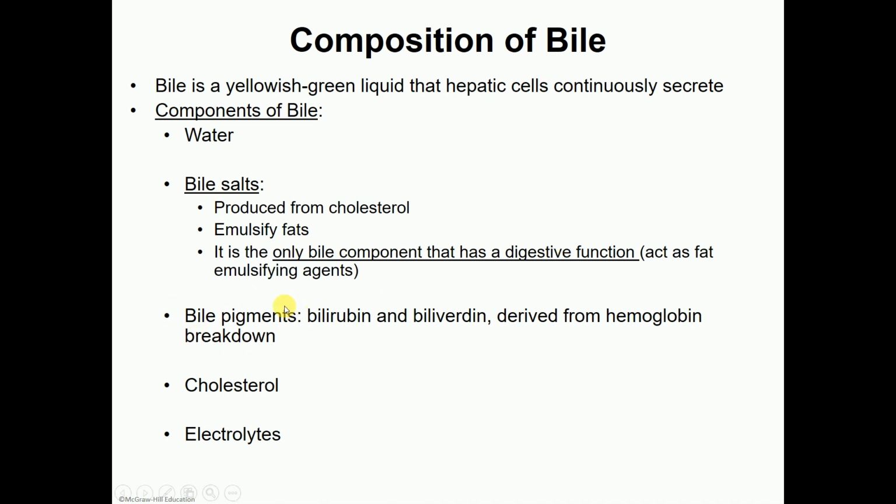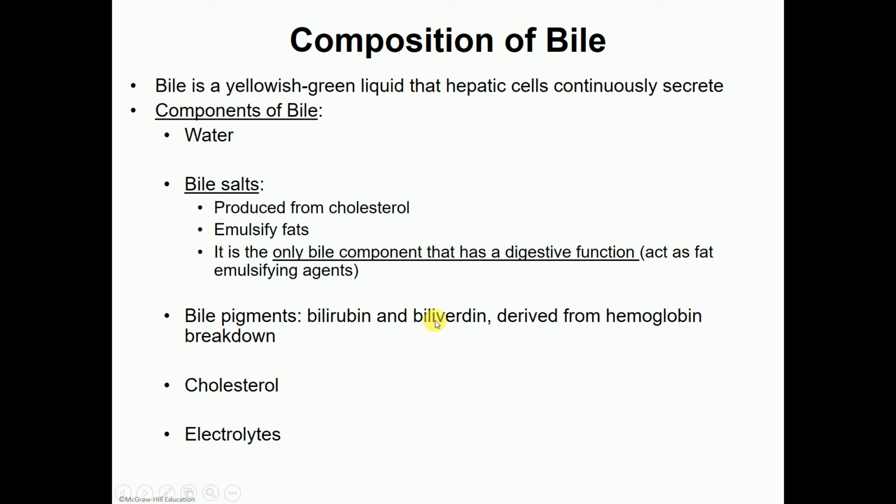Bile pigments are also a composition of bile. These bile pigments, namely, are bilirubin and biliverdin, and those are derived from hemoglobin breakdown. So if you guys remember back when we were talking about what happens to an RBC when it gets old, we talked about the breakdown of hemoglobin into heme and globin. And we said globin is a protein, but the heme will change into bilirubin and biliverdin.